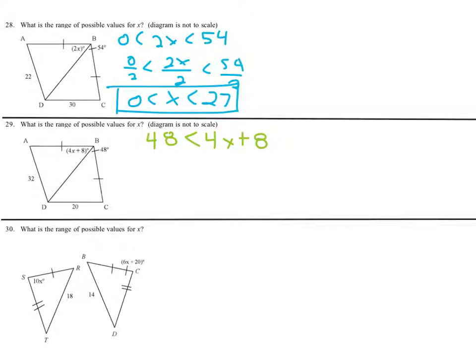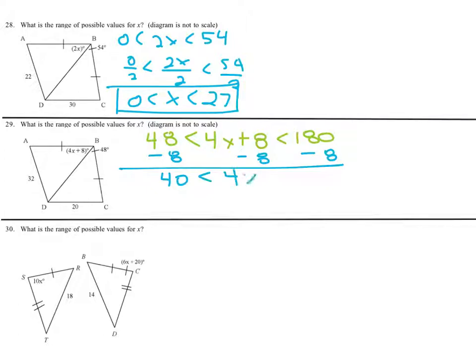Now, what's the upper limit? 180. It's got to be less than 180 because all angles in a triangle have to be less than 180 no matter what. So what do we do here then? Change of color. Let's subtract 8. We're going to solve for x. And in this particular case, you only see the variable appearing in one place, and the rest are just numbers. So we can then manipulate those numbers as we need to.